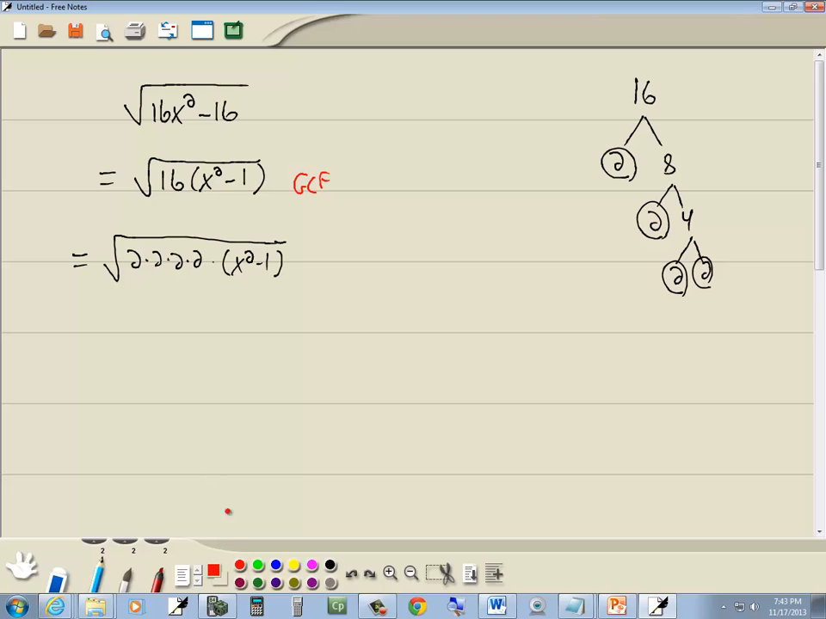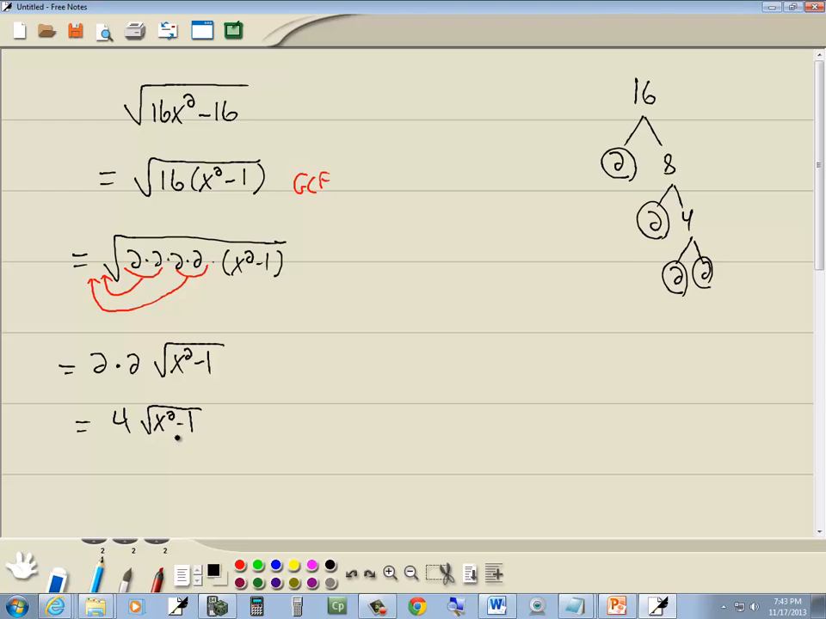Our index is 2. The index is the number in the slot right here, and if there isn't a number there, it's by default 2, which means we're looking for a pair of somethings. Here's a pair of 2's, and here's a pair of 2's. So this pair of 2's will come out in front as a single 2, and this pair of 2's will come out in front as a single 2. When they come out, there's multiplication between them, so that's 2 times 2 times the square root of x squared minus 1, which gives us 4 square root of x squared minus 1.